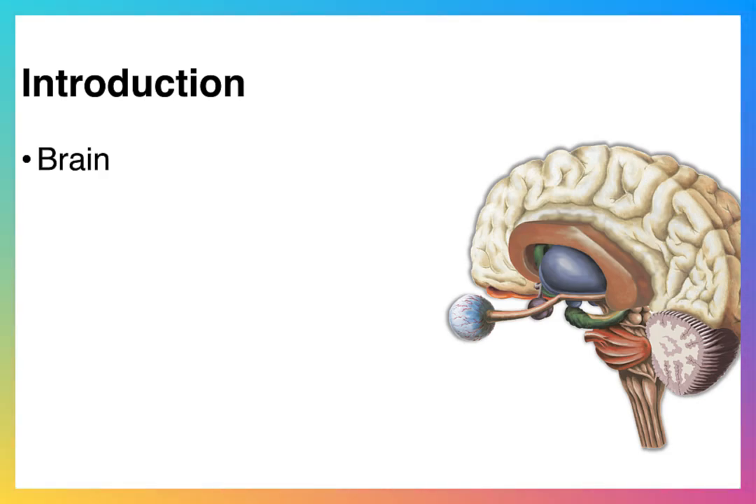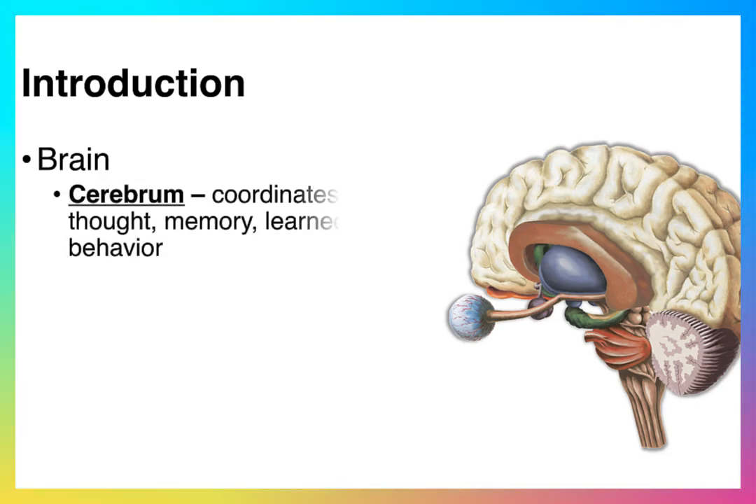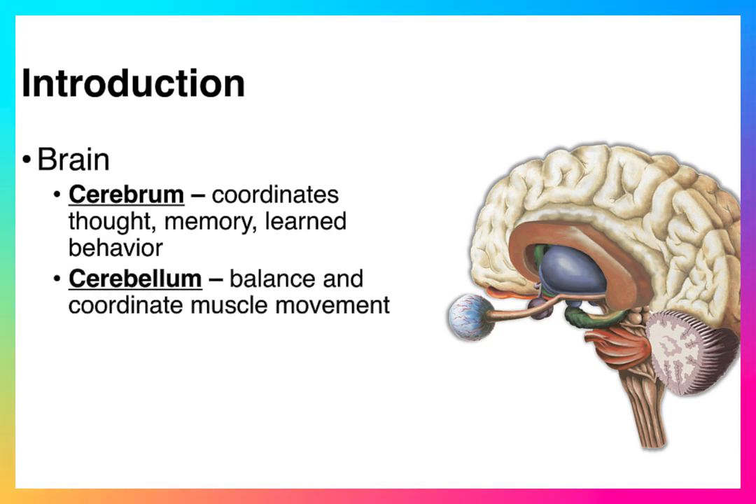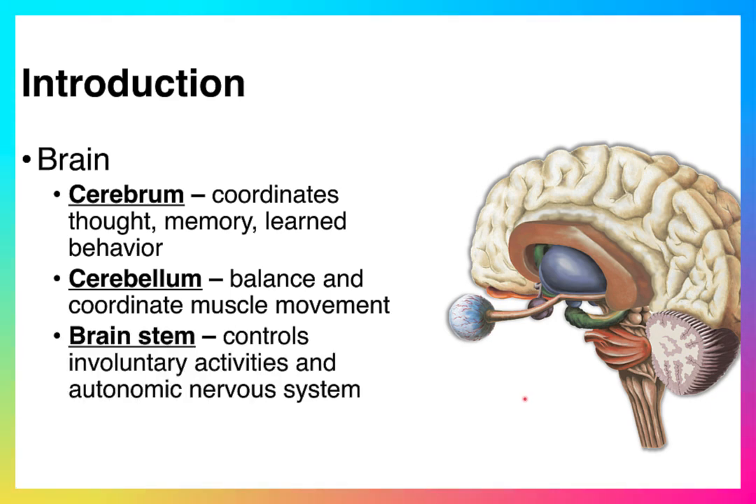This second part of this week's talks is around the brain and its structure. The brain is made up of essentially three parts: the cerebrum, which coordinates thought, memory, learned behavior, and the higher mental functions; the cerebellum, which is responsible for coordinated muscle movement and balance; and the brainstem, which controls involuntary activities in the autonomic nervous system.